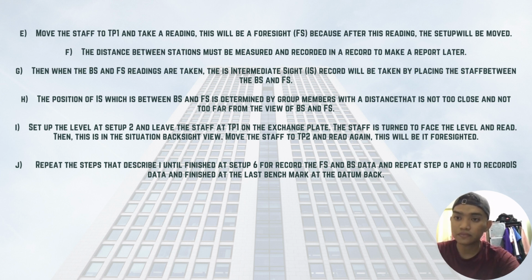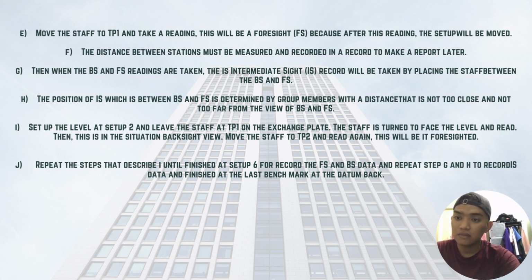The distance between stations must be measured and recorded in a record to make a report later. Next, when the BS and FS readings are taken, the intermediate sight record will be taken by placing the staff between the BS and FS. The position of IS, which is between BS and FS, is determined by group members with a distance that is not too close and not too far from the view of BS and FS.